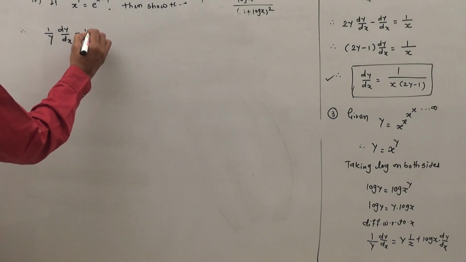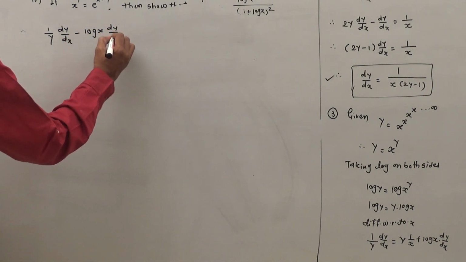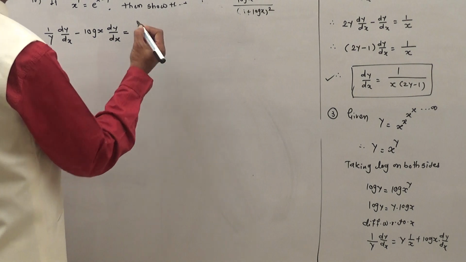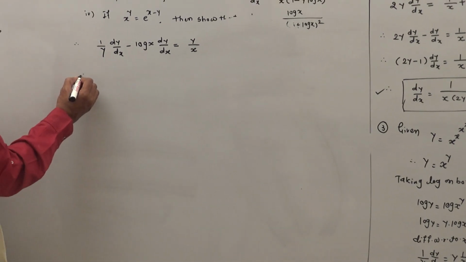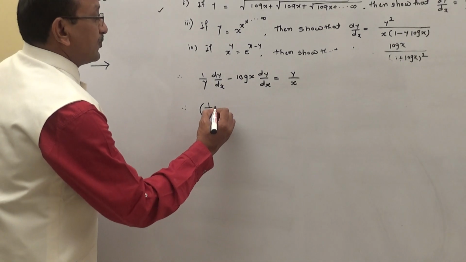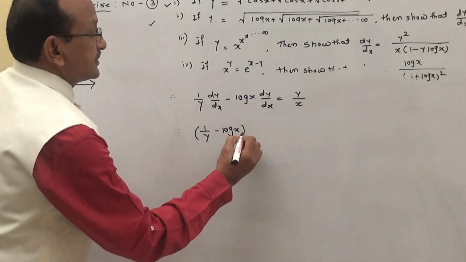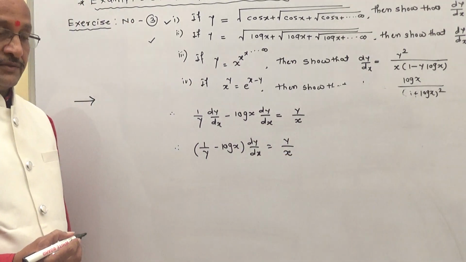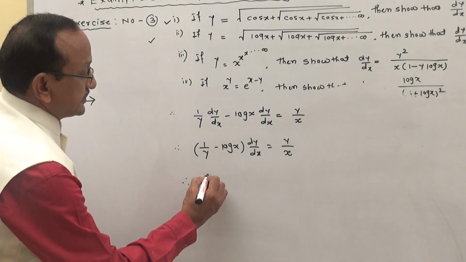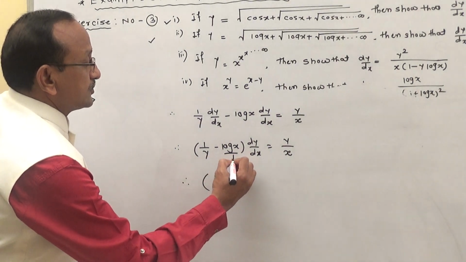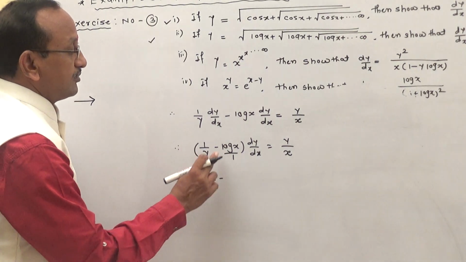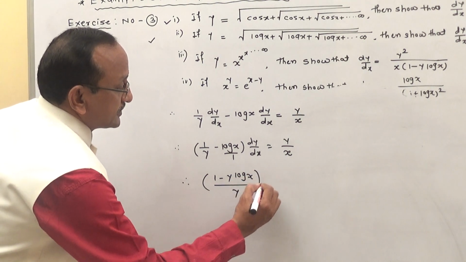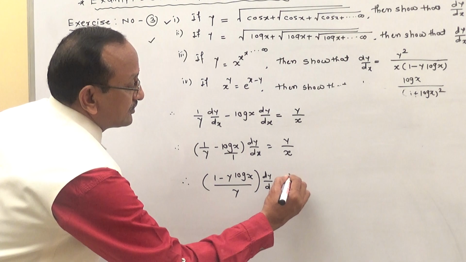So minus log of x dy by dx is equal to y upon x. Then take 1 upon y minus log of x. Take dy by dx common, which is y upon x. Now take the LCM. What is the LCM? 1 into 1 is 1 minus y times log of x upon y, dy by dx is equal to y upon x.